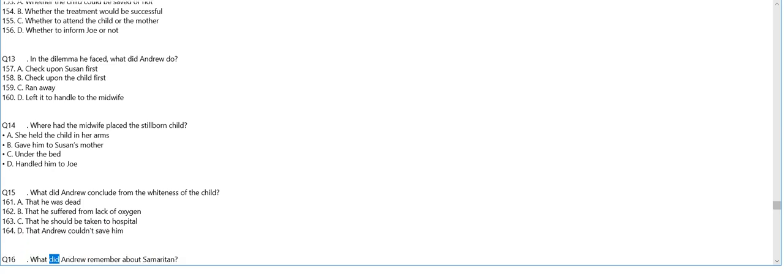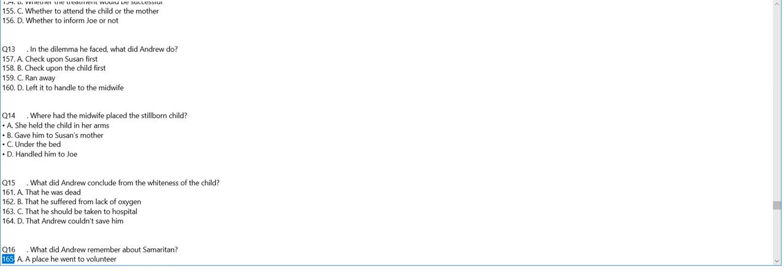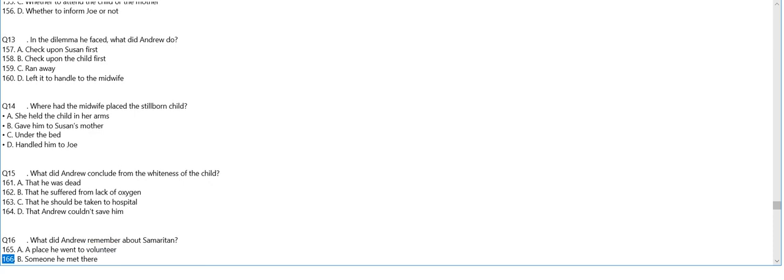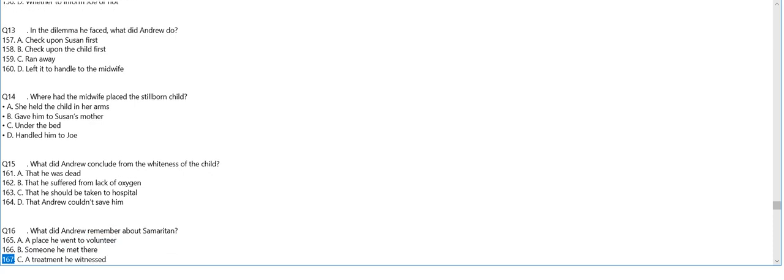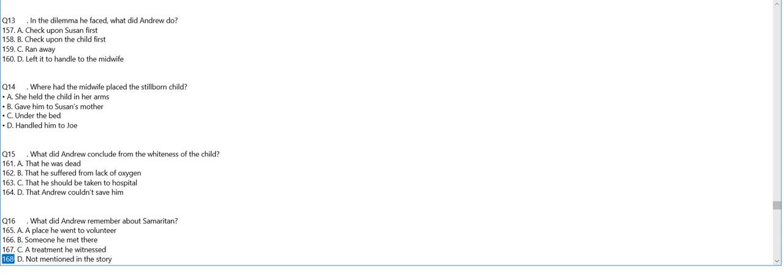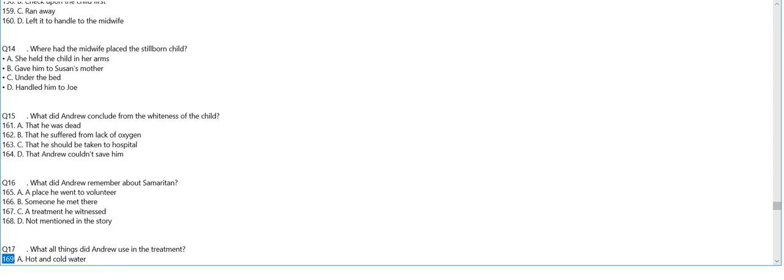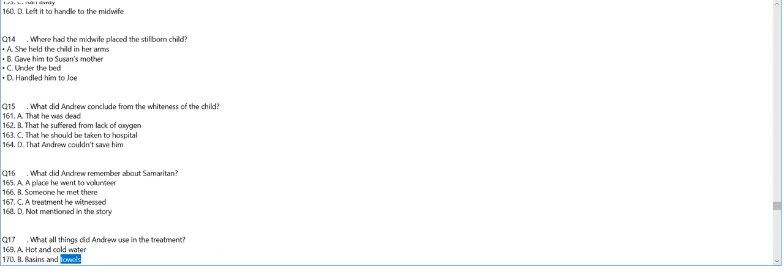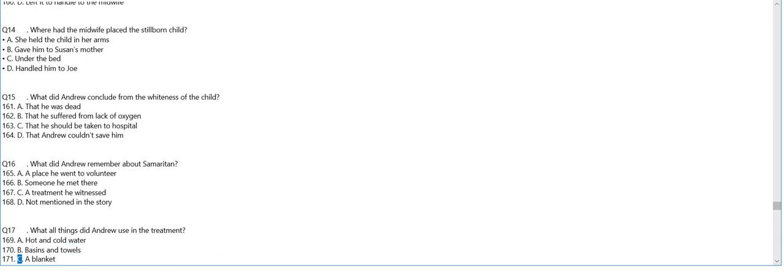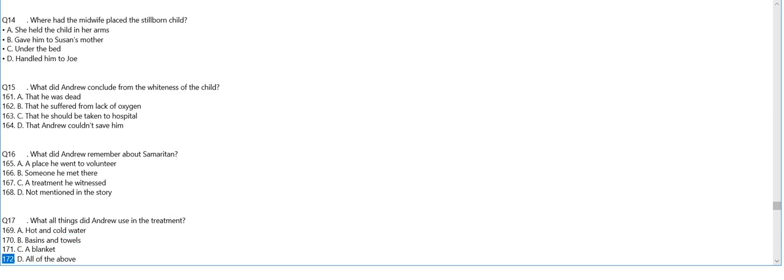Q16. What did Andrew remember about Samaritan? A. A place he went to volunteer. B. Someone he met there. C. A treatment he witnessed. D. Not mentioned in the story. Q17. What all things did Andrew use in the treatment? A. Hot and cold water. B. Basins and towels. C. A blanket. D. All of the above.